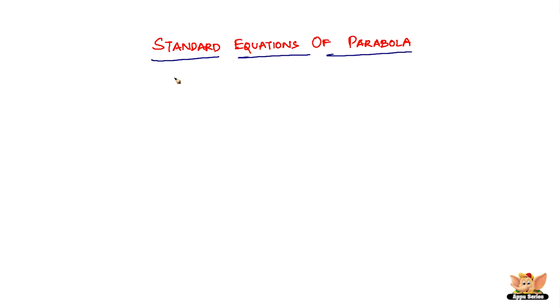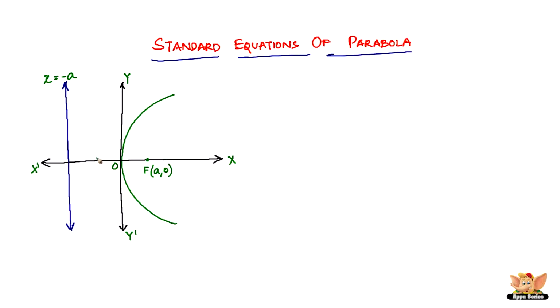In this video, let us look into the standard equations of parabola. So we've got at least 4 of them, because a parabola can be drawn in 4 different ways with respect to the axis. We will look into each one of the ways in which it can be drawn in this video. So here's the first one.